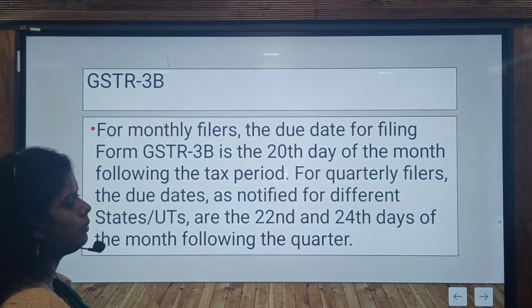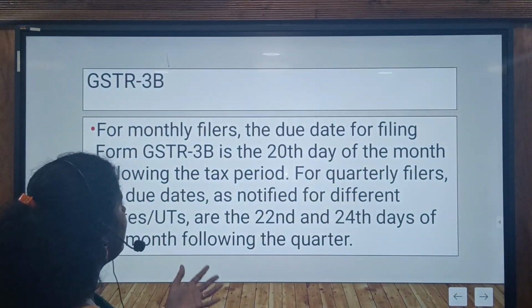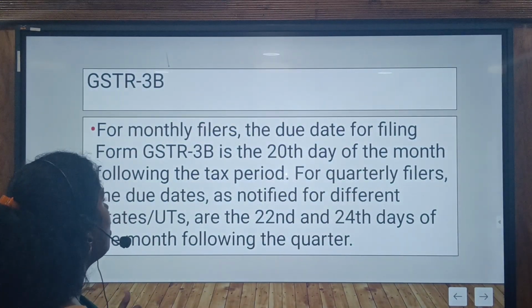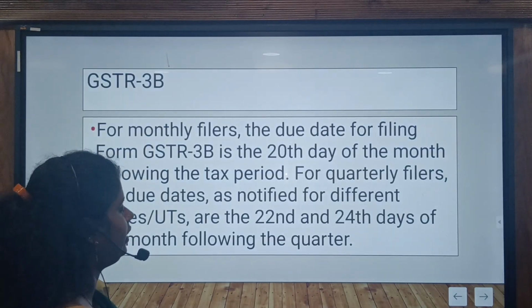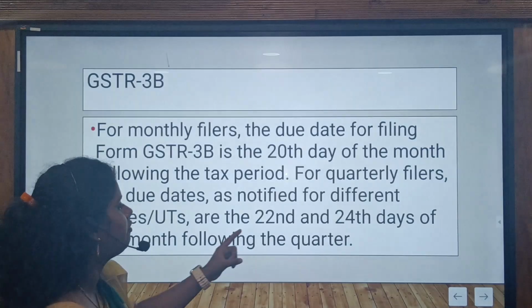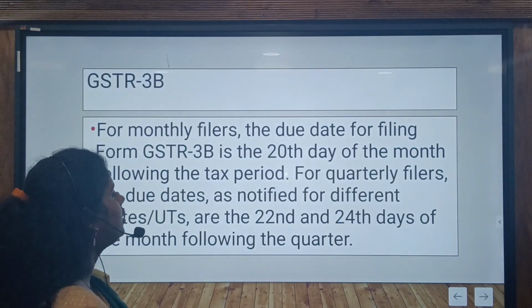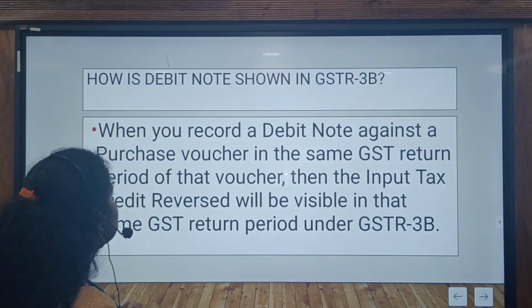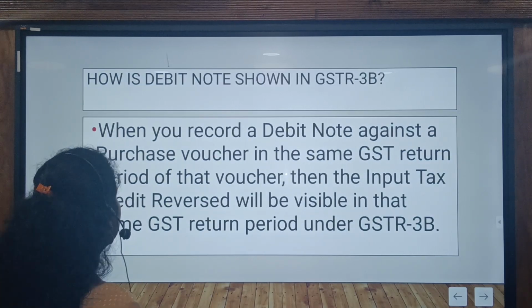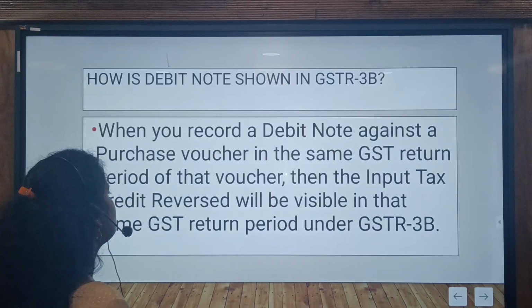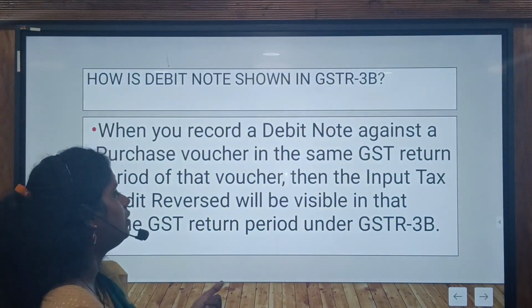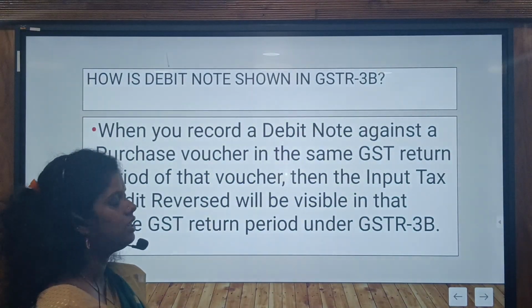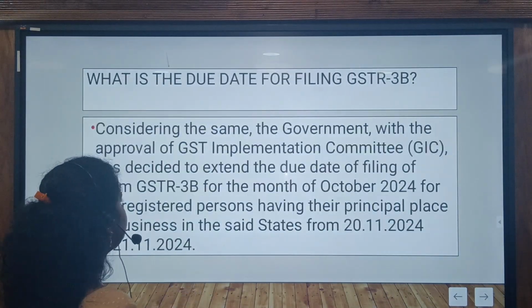So GSTR 3B. What do you mean by GSTR 3B? For monthly filers, the due date for filing form GSTR 3B is the 20th of every month. For quarterly filers, the due date is notified for the different states and union territories, which is the 22nd and 24th day of the month following. How is a debit note shown in the GSTR 3B? When you record a purchase voucher in the same GSTR return period, the input tax credit reversed will be visible in the return filed under GSTR 3B.